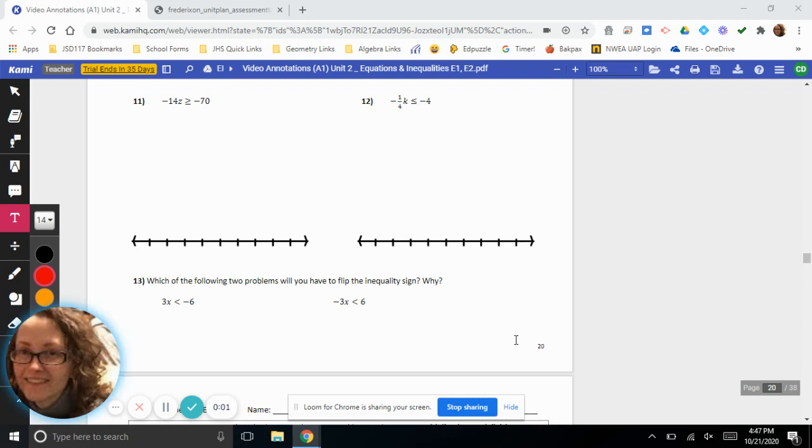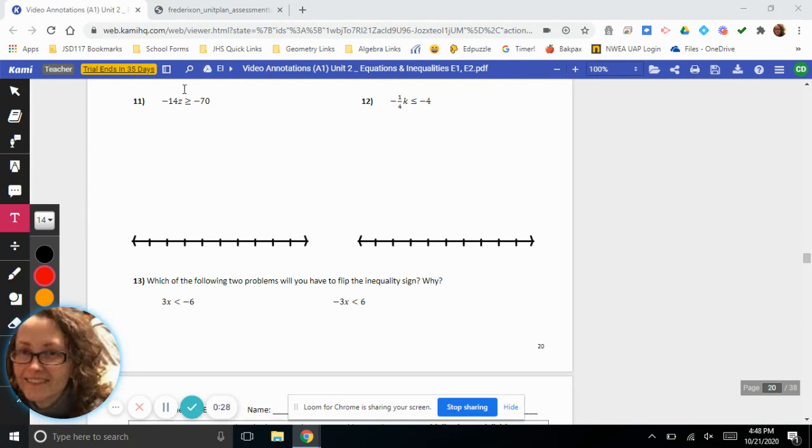All right, class, today we're going to be looking at one practice problem to review what happens when I divide or multiply by a negative number with my inequalities. And then we're going to take a look at some compound inequalities after this. So we're looking at problem number 12 on page 20. Actually, let's do 11 and 12 on page 20.